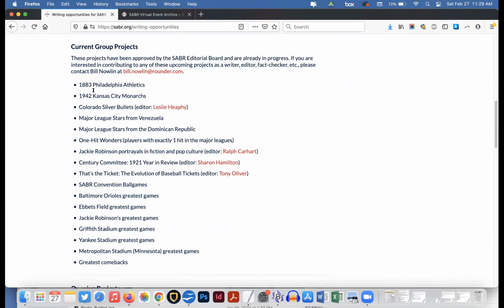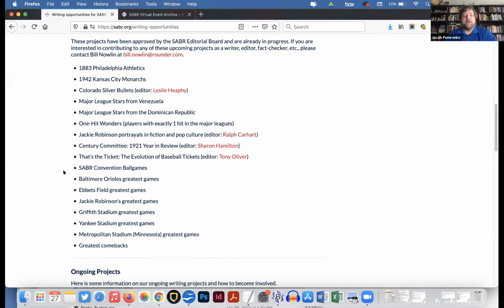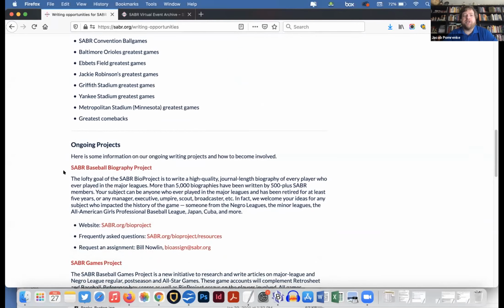We've got books on the Kansas City Monarchs coming up, Major League Stars from Venezuela and the Dominican Republic. We've got a really cool online digital project called That's the Ticket, about the evolution of baseball tickets and the design of tickets, that we're working on currently. So these are the current projects that are approved.